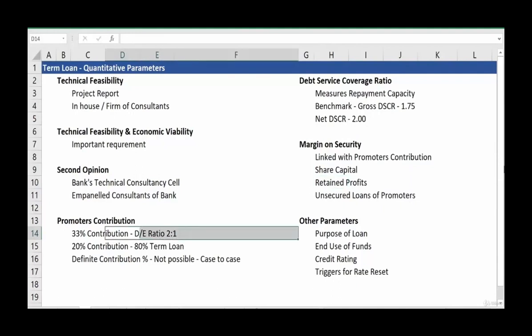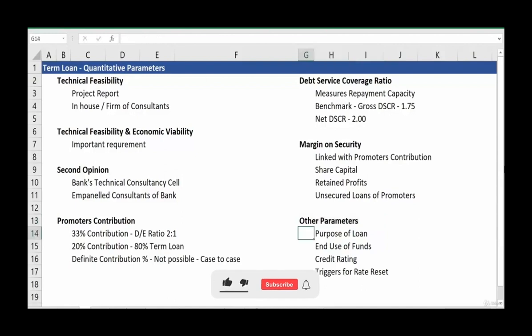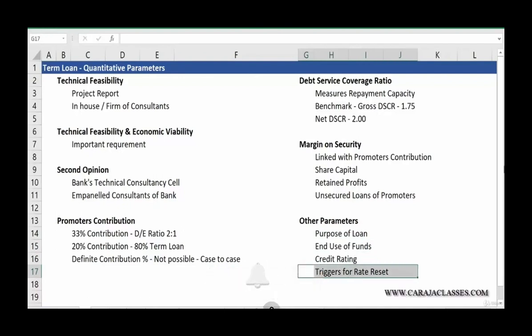Apart from above what we have discussed, there are other parameters. The parameters which govern working capital facility will also get applied to term loans to a certain extent, like for what purpose loan money is going to be used, what is the end use of funds, then what is the credit rating, what are the triggers for say reset of rate of interest, and so on.